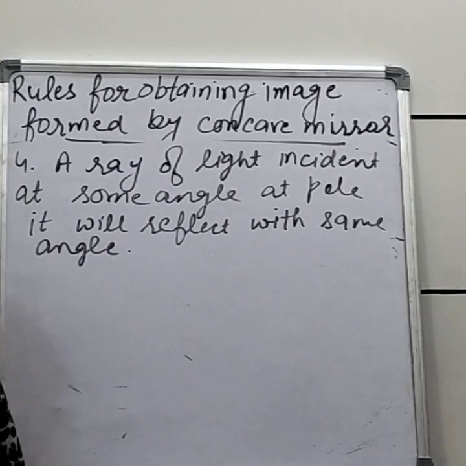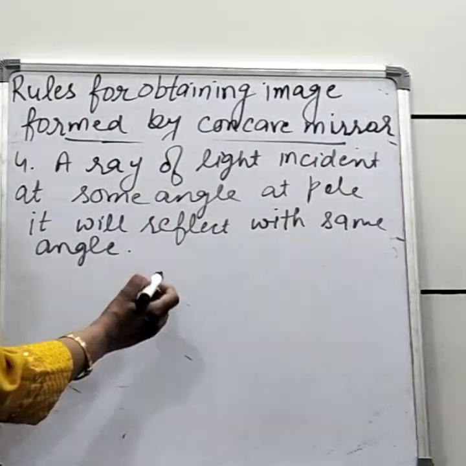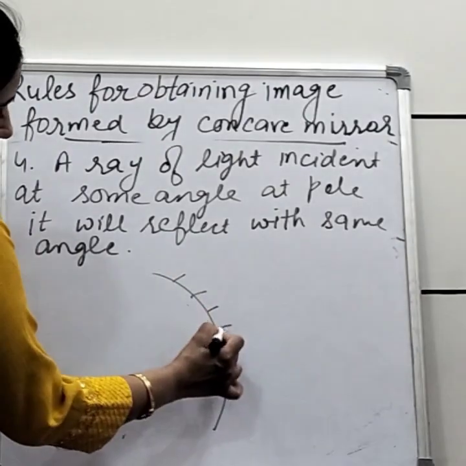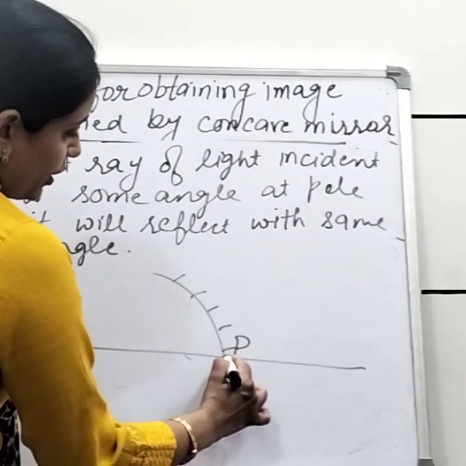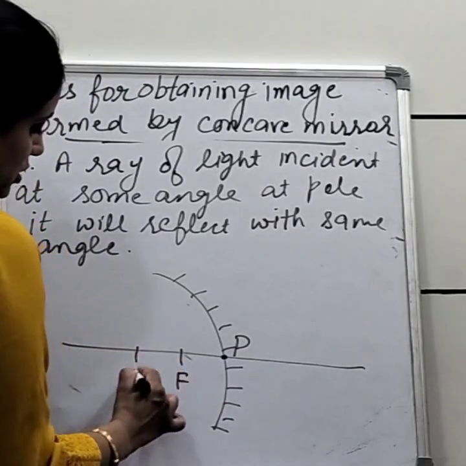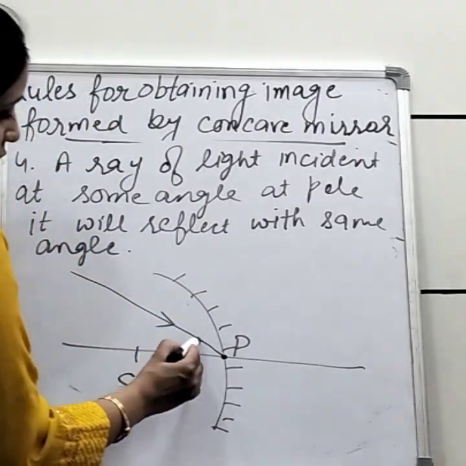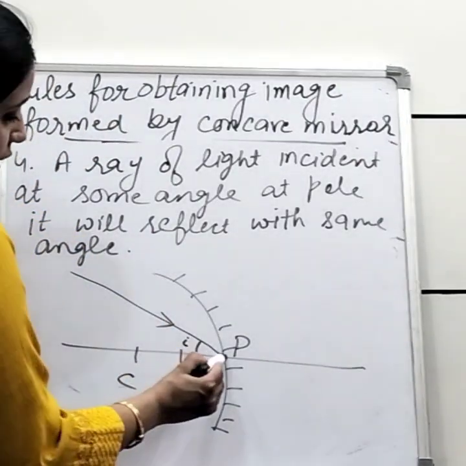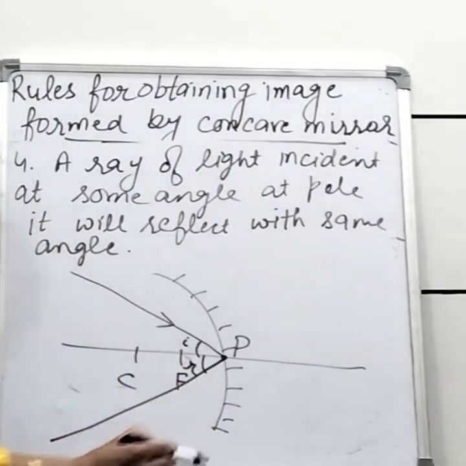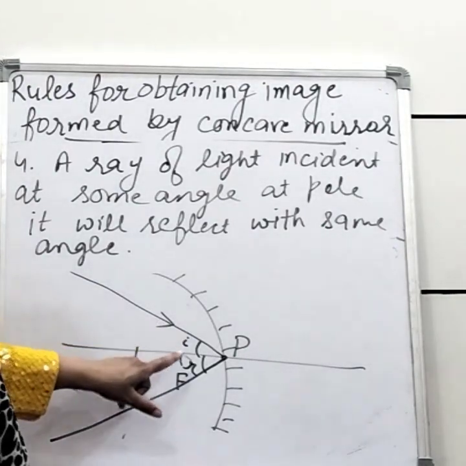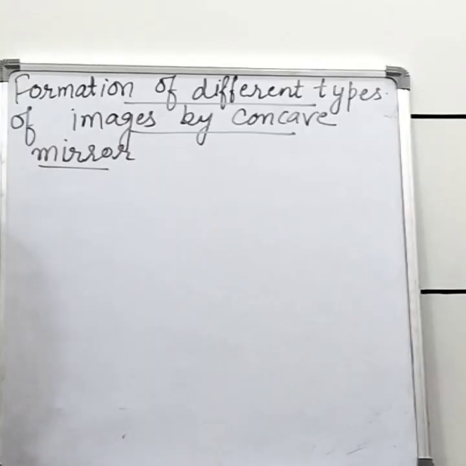Last rule, fourth rule: a ray of light incident at some angle at the pole will reflect with the same angle. This is a concave mirror: principal axis, this point is pole, focus, center of curvature. A ray of light incident at some angle, this angle is I, will be reflected at the same angle represented by R. According to the law of reflection, angle I is equal to angle R. It's the last rule, fourth rule.